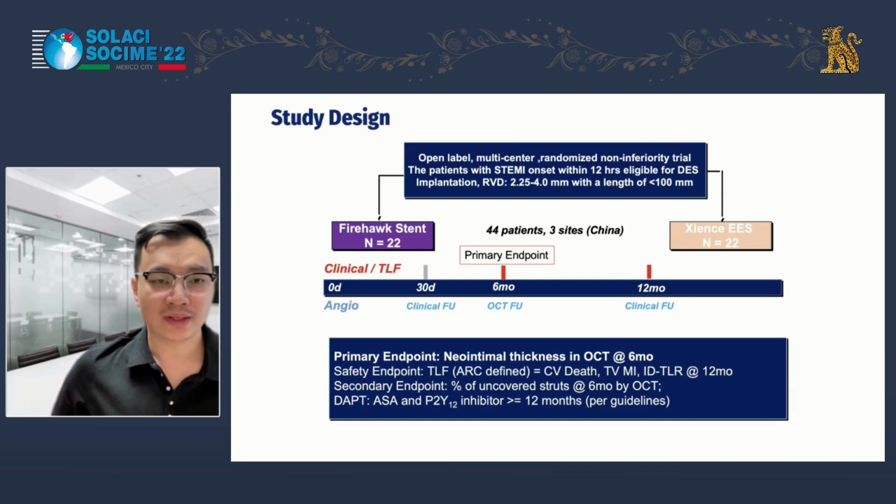This is an open label, multi-center randomized non-inferiority trial. A total of 44 patients in 3 Chinese sites were included. Patients will be followed up to 12 months. The primary endpoint is neointimal thickness assessed by OCT at 6 months. At 12 months, target lesion failure, which is the ARC-defined cardiac death, target vessel MI, and clinically indicated target lesion revascularization, were evaluated.